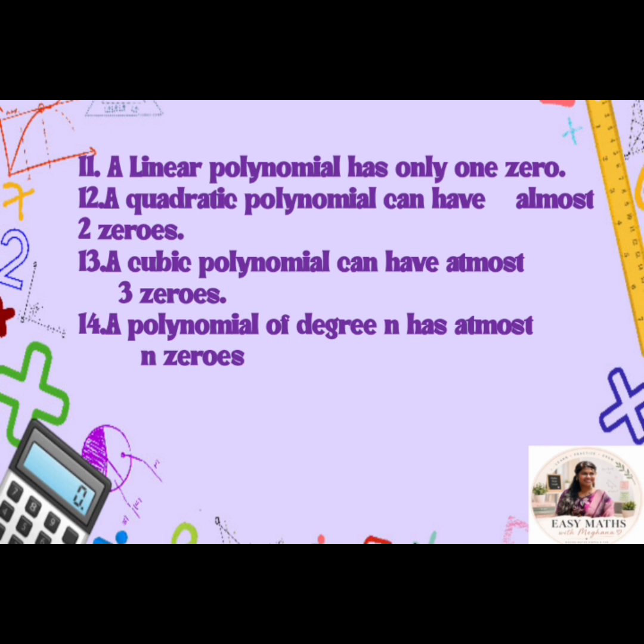If you want to find the zeros of the polynomial, in the case of linear polynomial, you have only one zero, and in the quadratic polynomial, you have two zeros, and in the cubic polynomial, you have three zeros. If the degree n is there in the polynomial, we are getting the n zeros. So these are the important concepts of polynomials.